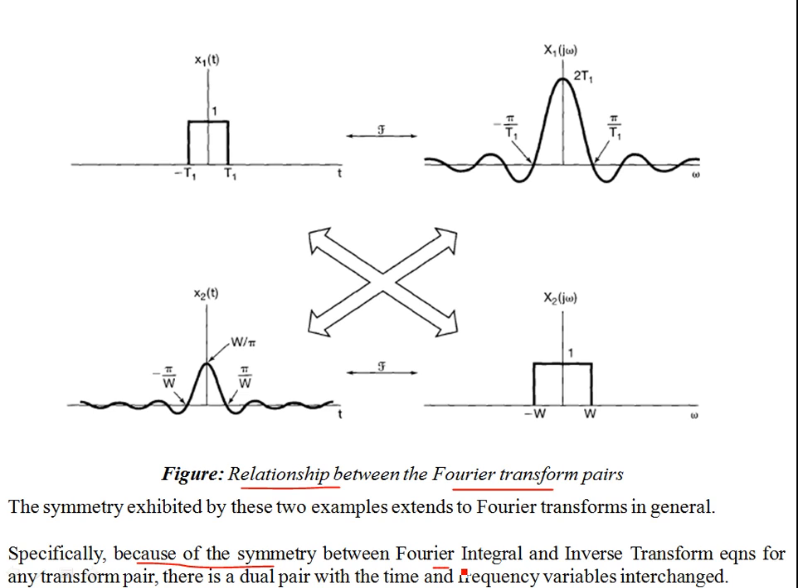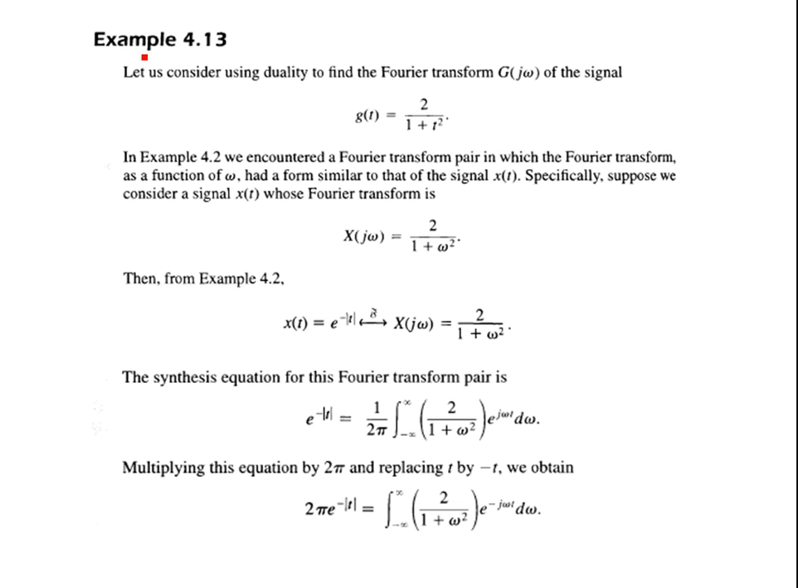Because of the symmetry between the Fourier integral and inverse Fourier equations, for any transform pair there's a dual pair where the time and frequency variables interchange. For this, the frequency variable is omega. If you change this to t, then in the transform domain t changes to omega, and you have a rectangular pulse back. The Fourier pairs become Fourier duals if you interchange the variables, which are frequency and time. This example is again from your course text 413, and shows the importance of this duality in evaluating the Fourier transforms.